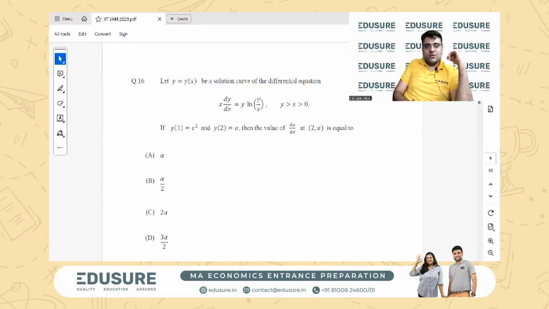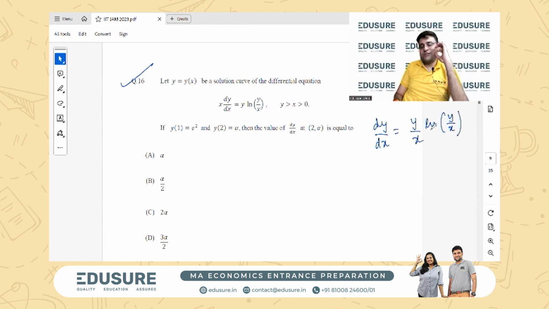IIT JAM 2023, question number 16. Let y = y(x) be a solution curve to this differential equation. Now, what kind of a differential equation do I have? dy/dx = (y/x) ln(y/x). So you can see that I have a y/x format. So this is a differential equation with substitution.